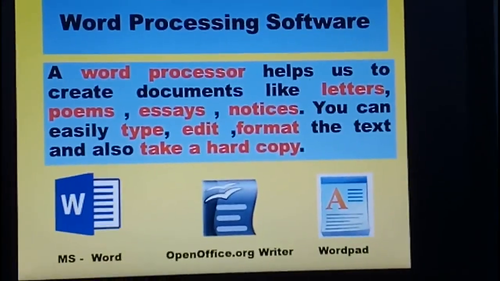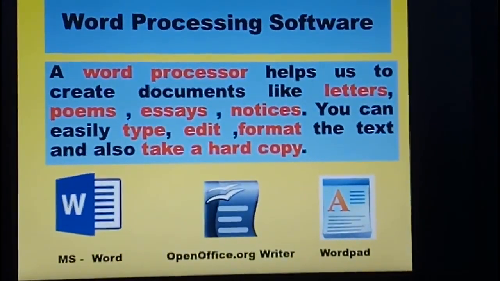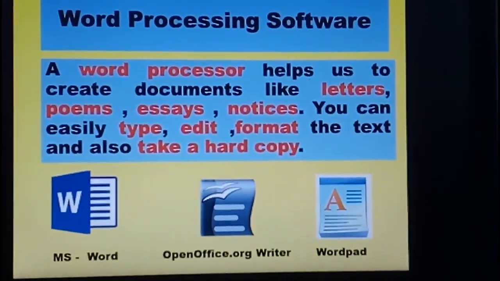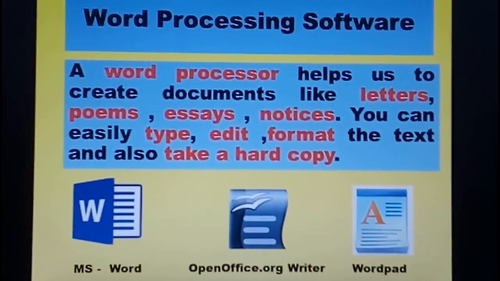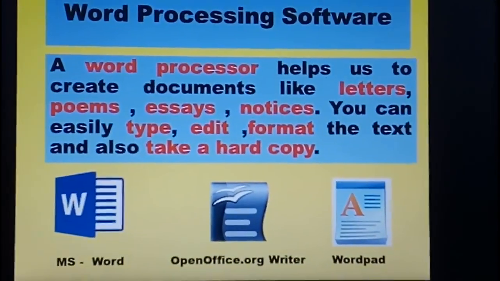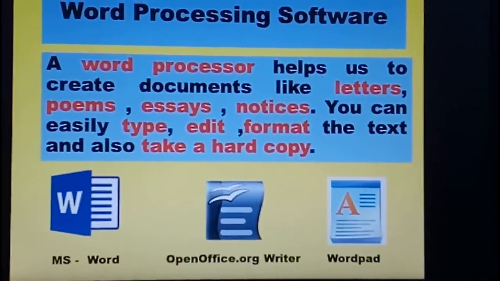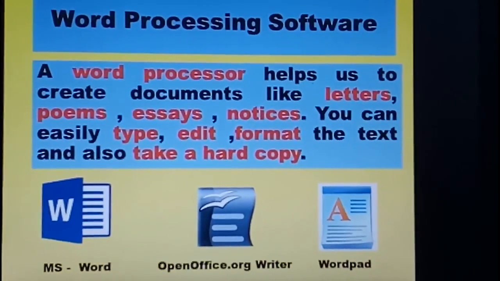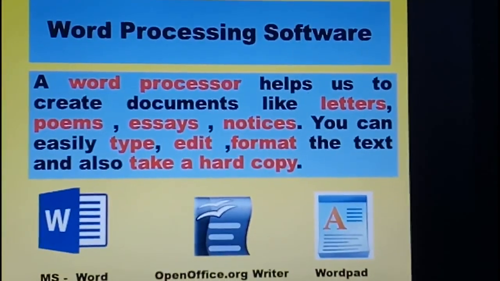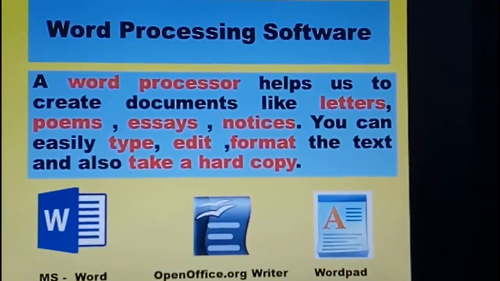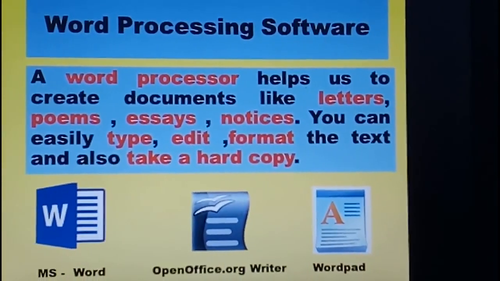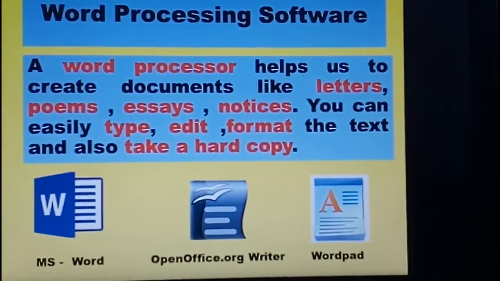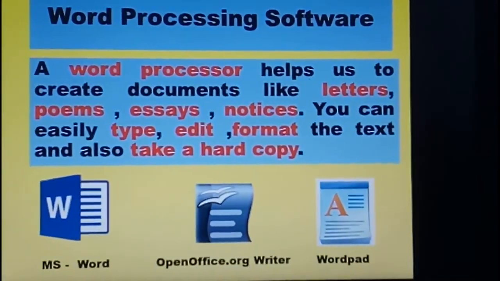First of all, the word processing software. Examples of word processing software given at the bottom: MS Word, OpenOffice.org Writer and WordPad. So you all have worked with MS Word and WordPad. You know very well what it is used for. So there's the definition. A word processor helps us to create documents like letters, poems, essays and notices and many more documents. You can easily type, edit and format the text and also take a hard copy.